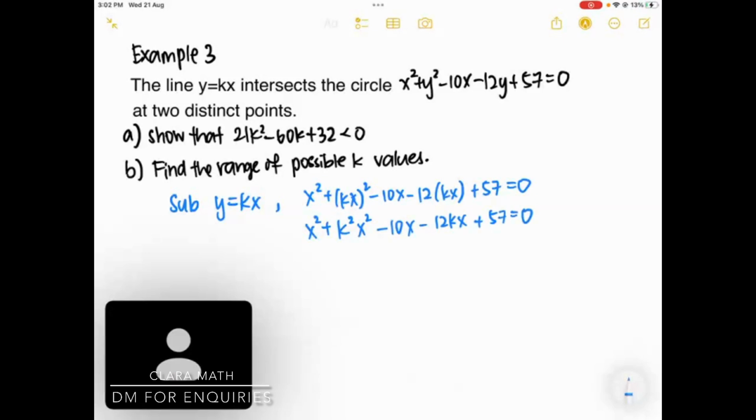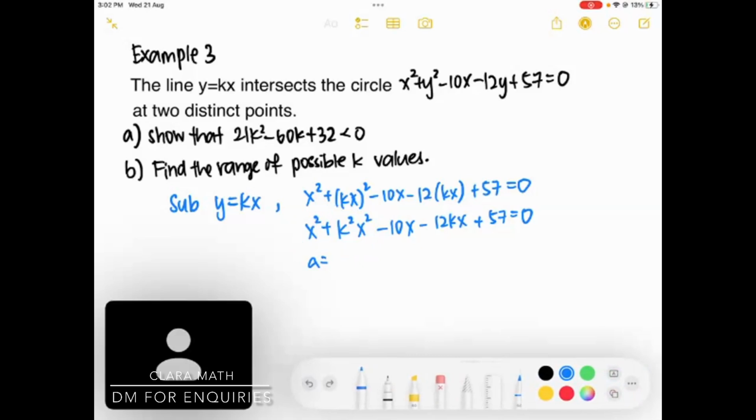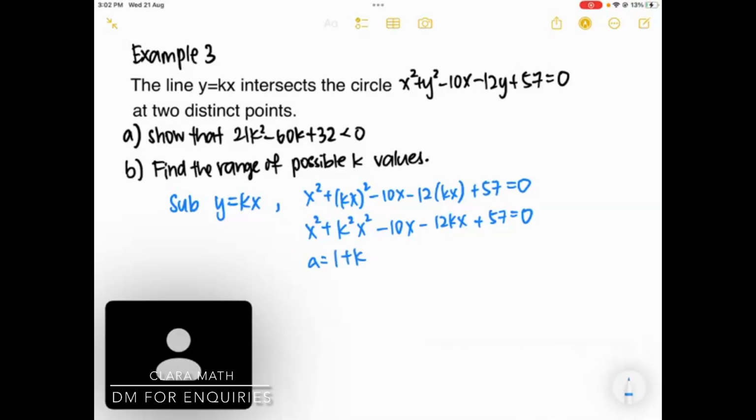Okay, so to identify what is the a, b, and c here, first, the a is the coefficient for x squared. So we have x squares like these two here. We just take their numbers in the front. So the first one is 1, and then the other one is k squared. So I add them. Then for b, it is minus 10, minus 12k, and c is 57.